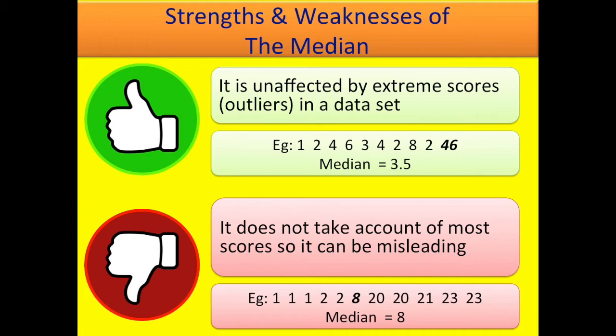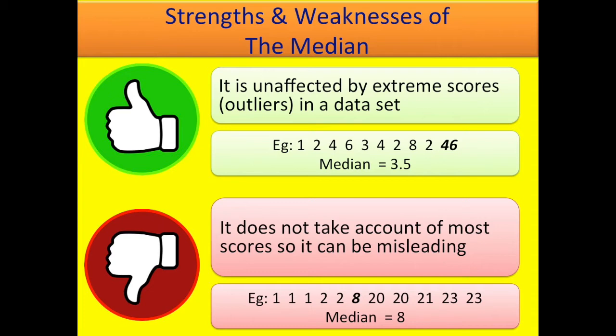A strength of the median is that it's unaffected by extreme scores, those outliers in the data set. So if we take that same set of data, 1, 2, 4, 6, 3, 4, 2, 8, 2, 46, the median comes out as 3.5 because you've put it in numerical order and found the midpoint. And 3.5 does represent the midpoint of most of the data. So the median can deal with those outliers because it just gets rid of them. However, a disadvantage is that it does not take account of most scores, so it can be misleading.